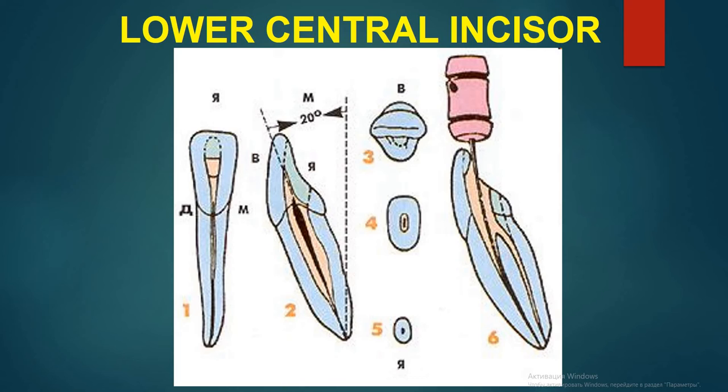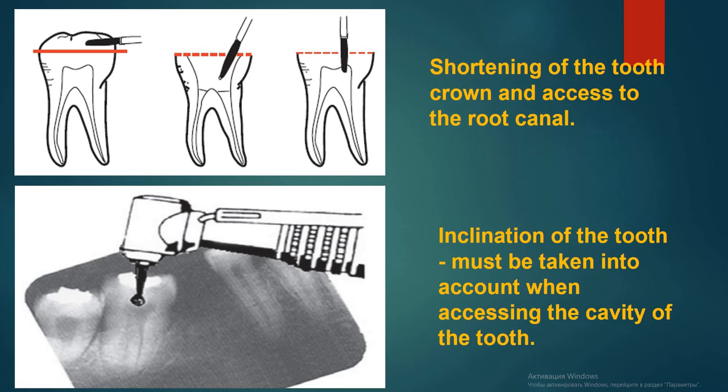In this picture we see a lower central incisor and how we treat this tooth. In the first picture we see shortening of the tooth crown and access to the root canal. Inclination of the tooth must be taken into account when accessing the cavity of the tooth.